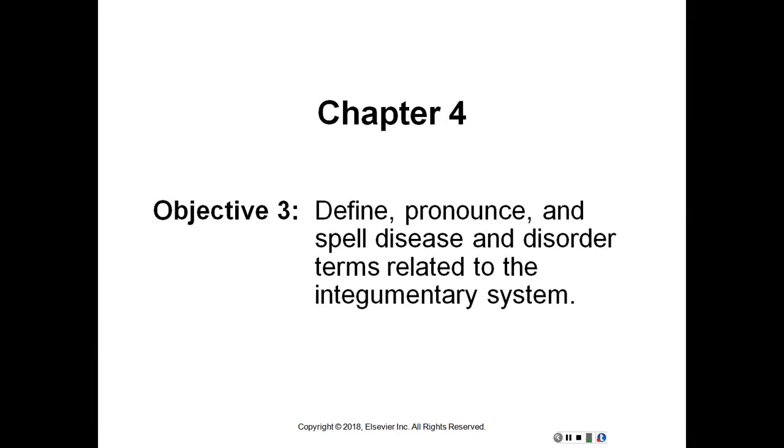Continuing with Chapter 4, Objective 3, we're going to define, pronounce, and spell disease and disorder terms related to the integumentary system. So the first set of terms are built from word parts. So again, they're going to have a prefix, suffix, word root, or a combination of all of those. So these are the easier terms to translate and define. So first of all, dermatitis, inflammation of the skin.